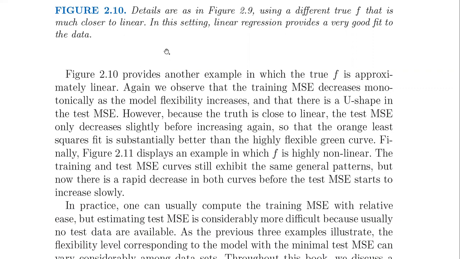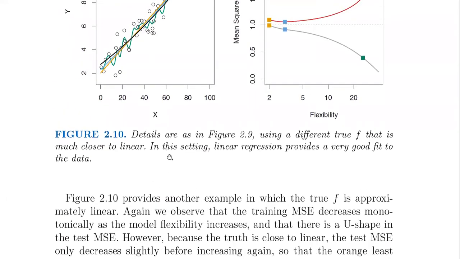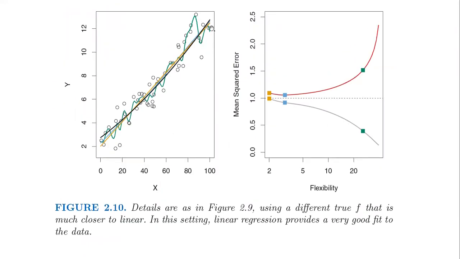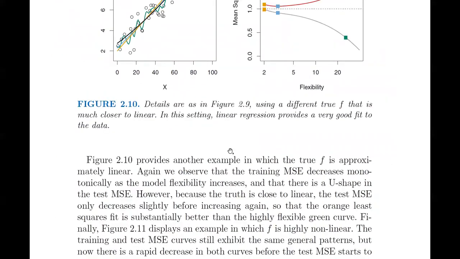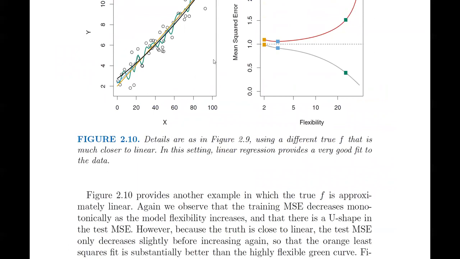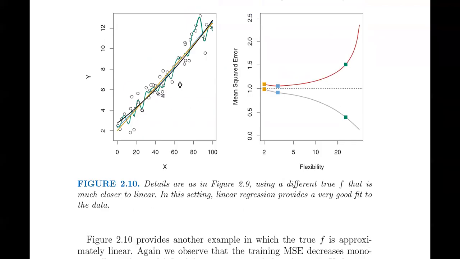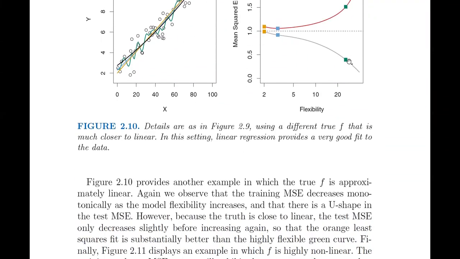Figure 2.10 provides another example in which the true f is approximately linear. Right, so in this case, our true f is approximately linear. Again, we observe that the training MSE decreases monotonically, the training is the gray. So again, we'll fit three models. A linear model, the blue is, I don't know what kind of model, and the green is what we're referring to as an overfit model.